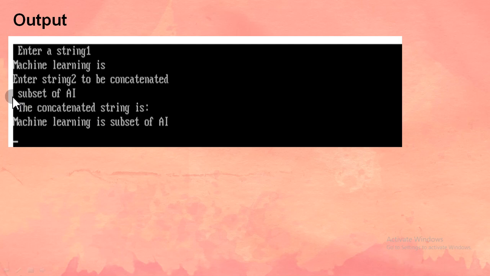Had we not given this particular space, this S would have amalgamated with this S. It would never look nice. Therefore while giving the input we should be a bit careful, so that the concatenated string becomes sensible when we try to understand it.